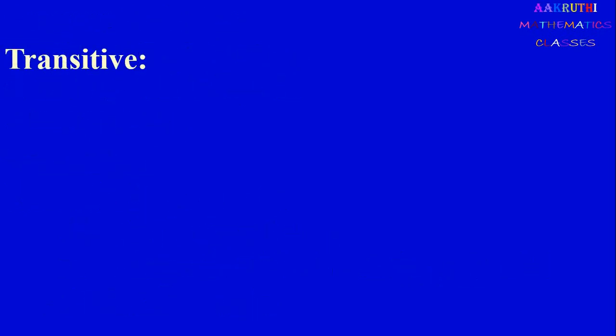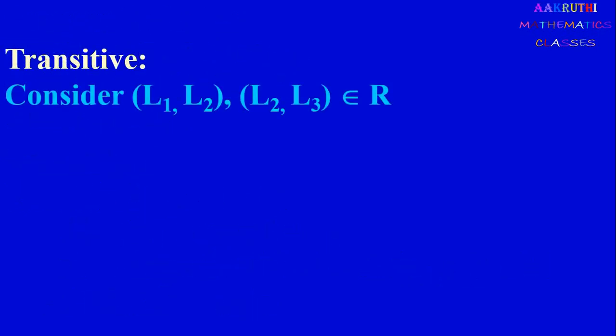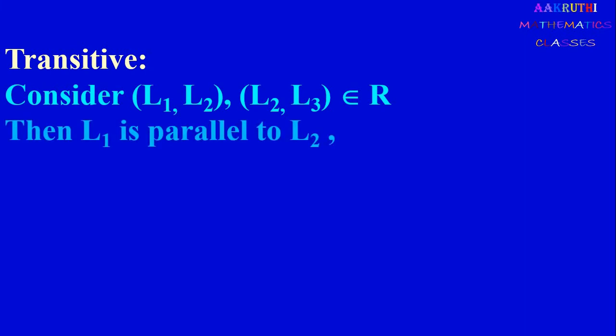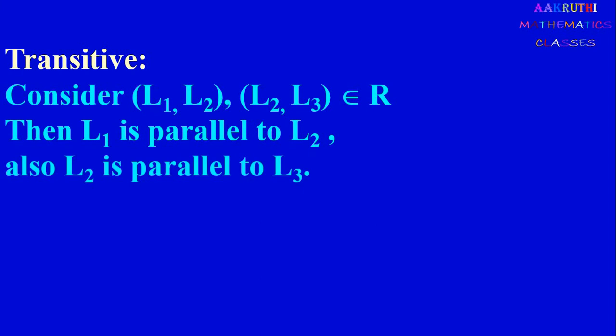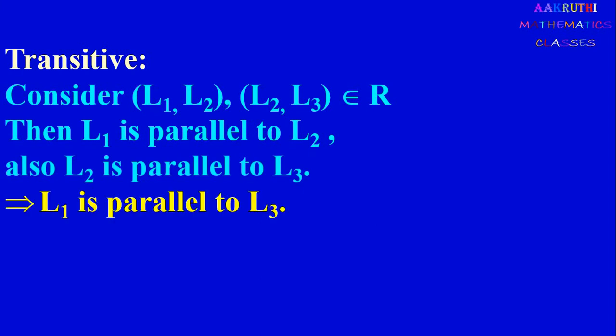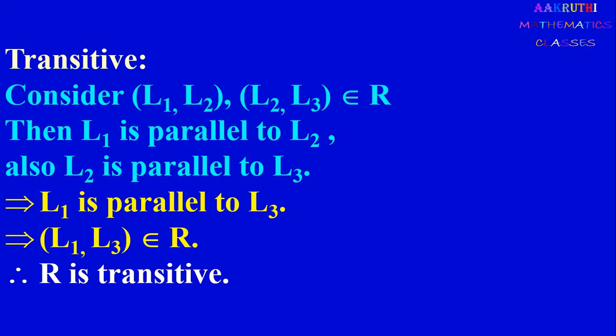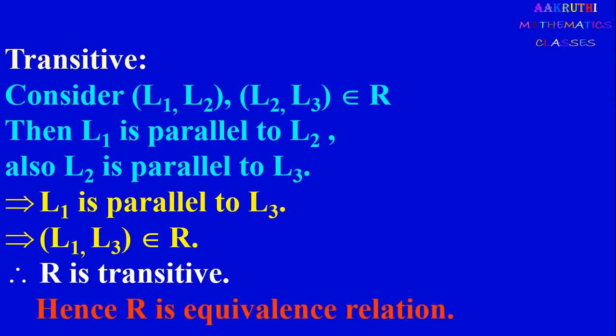So next it is transitive. We consider (L1, L2), (L2, L3) belongs to R. Then L1 is parallel to L2 and L2 is parallel to L3, and L1 is parallel to L3 is also true. Therefore (L1, L3) belongs to R. Therefore this relation R is transitive. Now since this relation is reflexive, symmetric and transitive, this relation is an equivalence relation. So R is an equivalence relation.